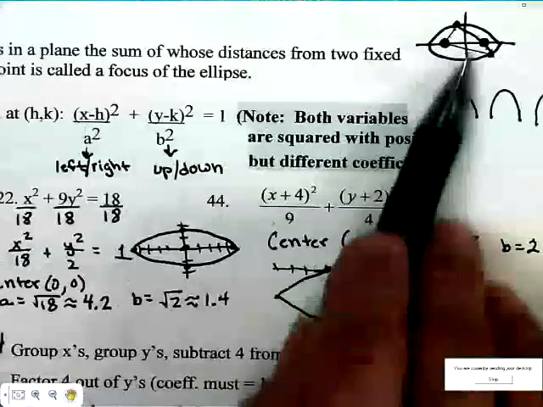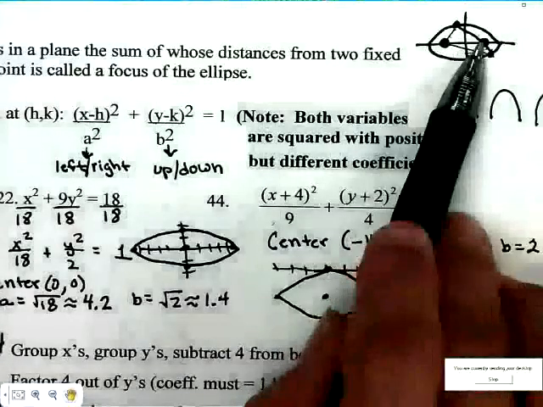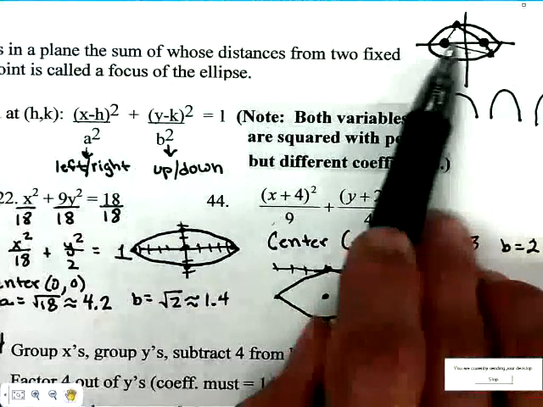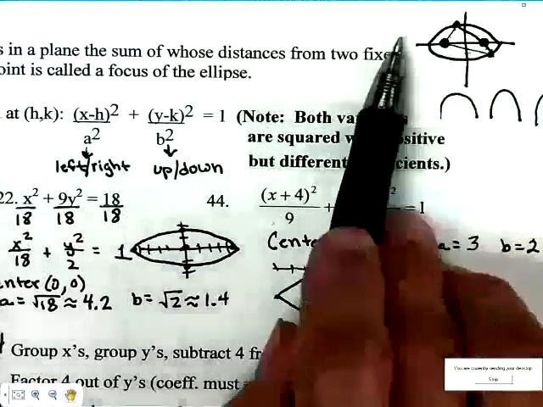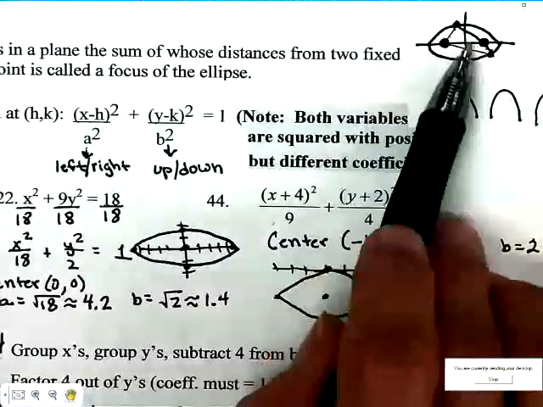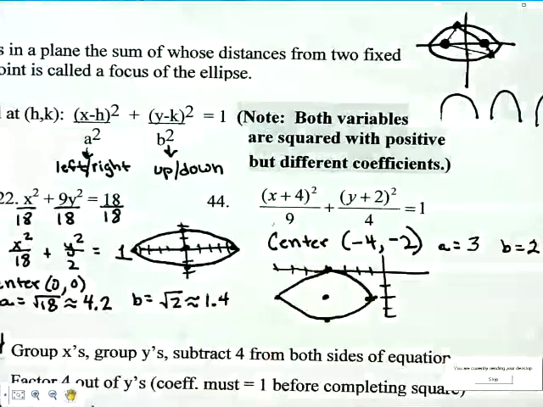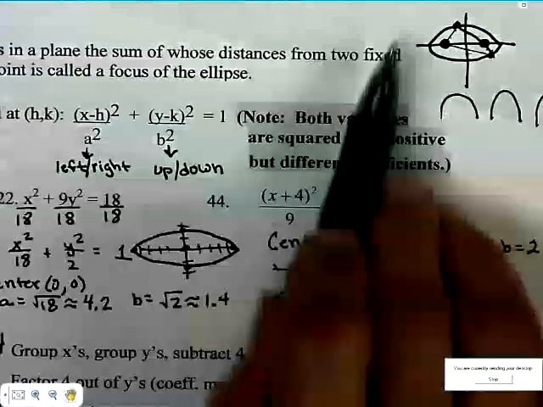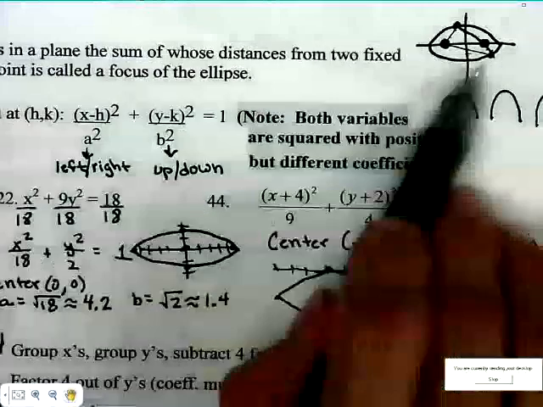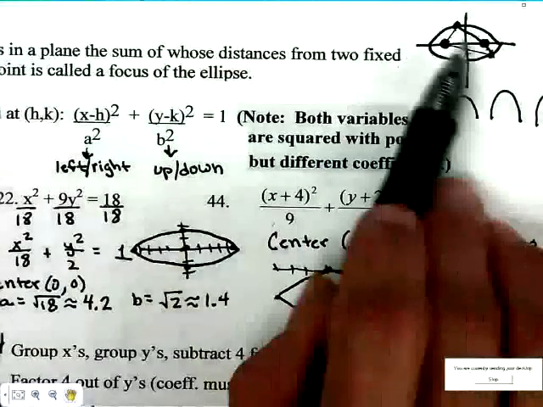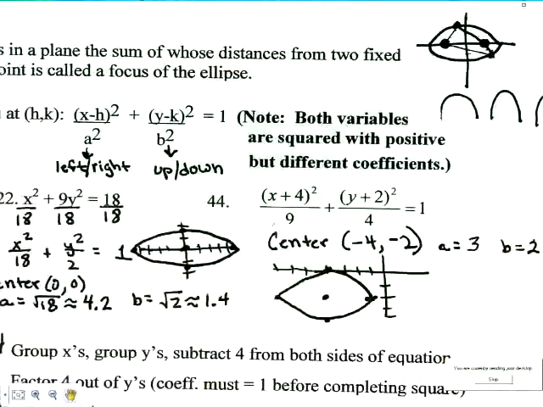In an ellipse, these 2 points inside are the foci, and you can take any point on the ellipse and add the distances to those 2 foci, and you get the same sum for any point on the ellipse. For a hyperbola, the difference of those 2 distances is the same for any point on the hyperbola.